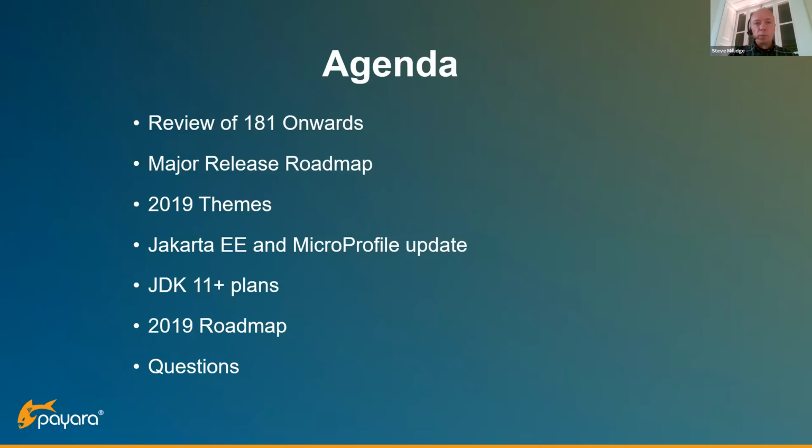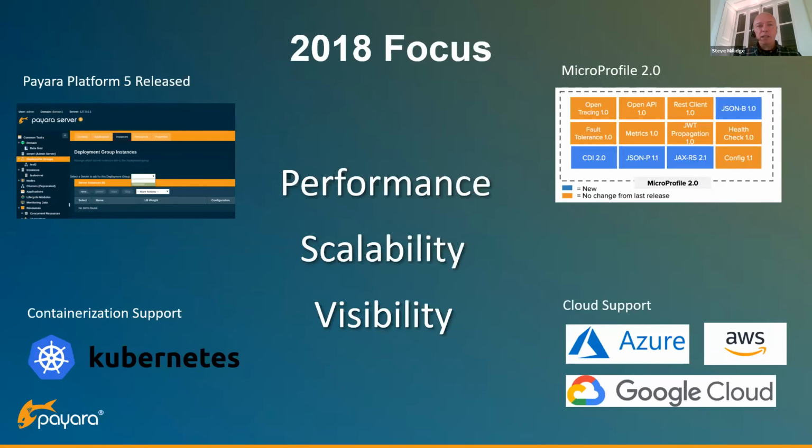Okay, so 2018 was a big year for Payara. We released Payara Platform 5, really at the beginning of 2018 with the 18.1 release. Payara 5 was a major up-rev of our support for Java EE applications, bringing in support for Java EE 8 applications. But we also changed the look and feel of the console, and we made major changes to how clustering and deployment worked within the Payara platform.